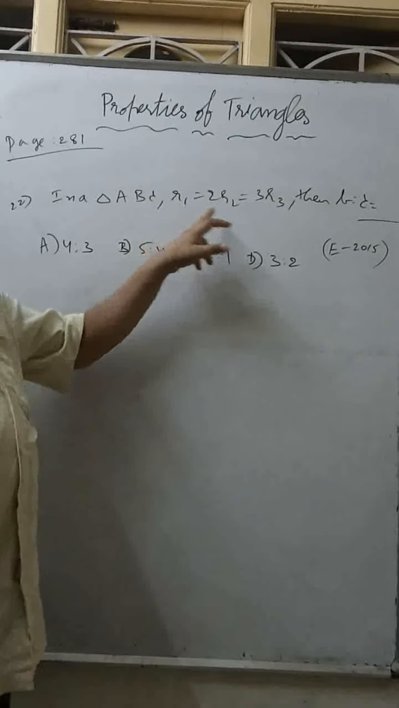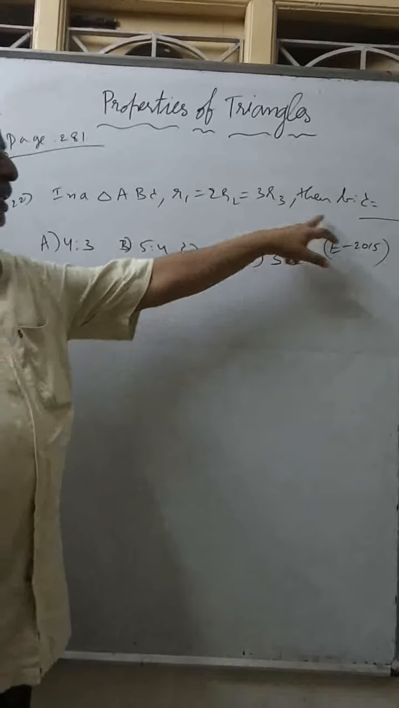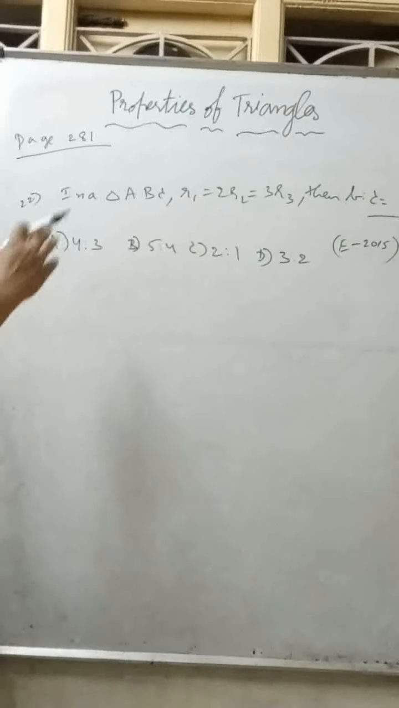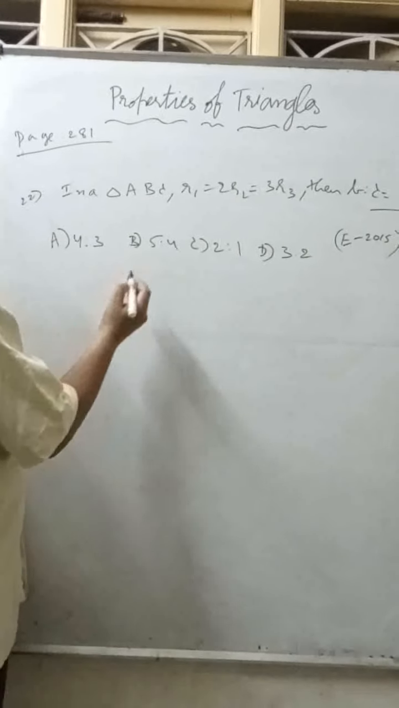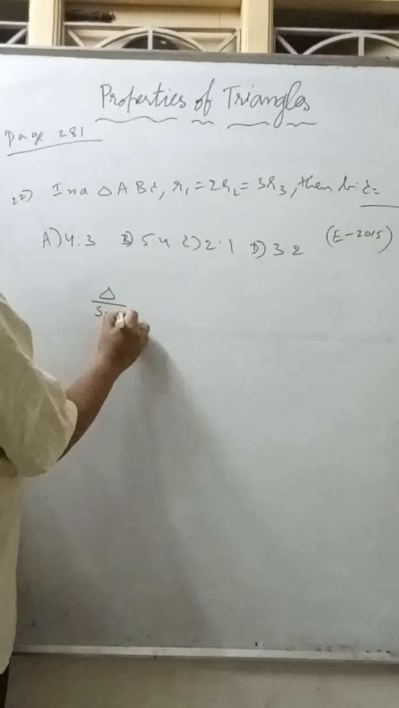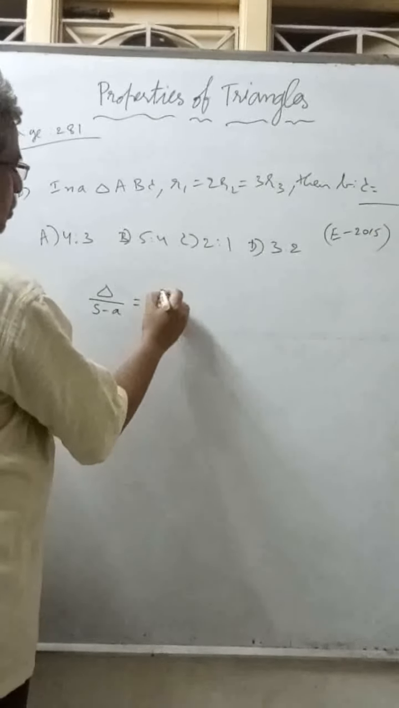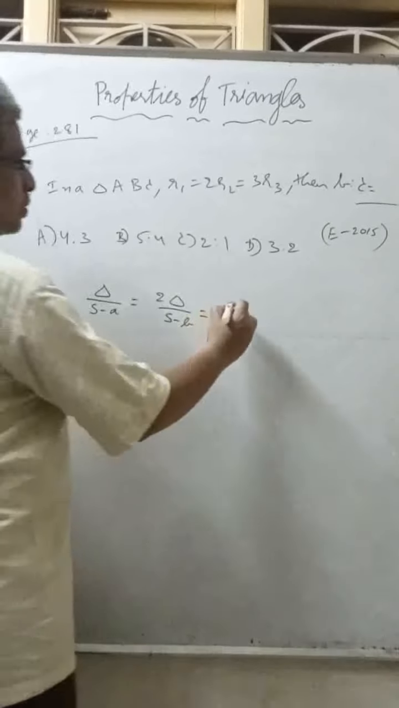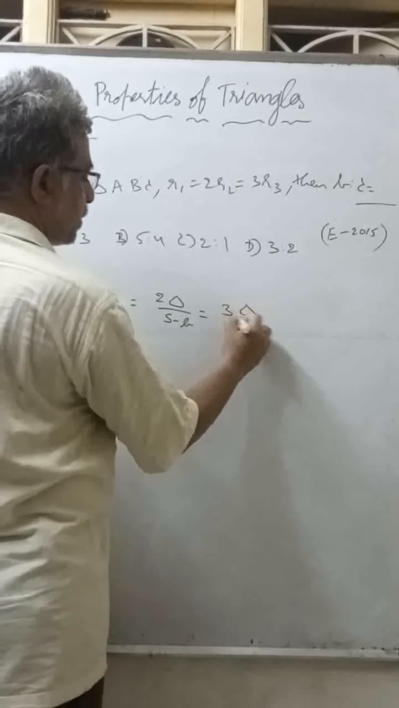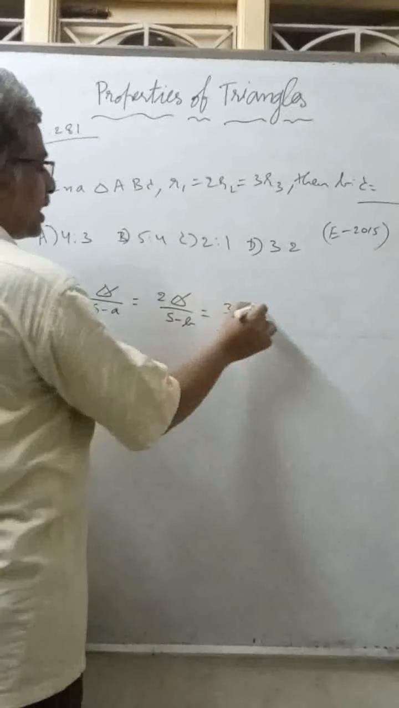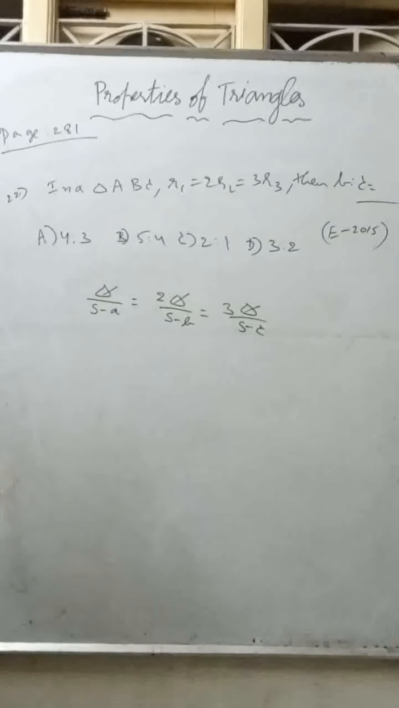ABC, R1 equal to 2R2 equal to 3R3. Then B is to C equal to, is asking. R1 means we know that delta by S minus A, equal to 2 into R2, is delta by S minus B, equal to 3 into delta by S minus C. So I can cancel delta in all the three.